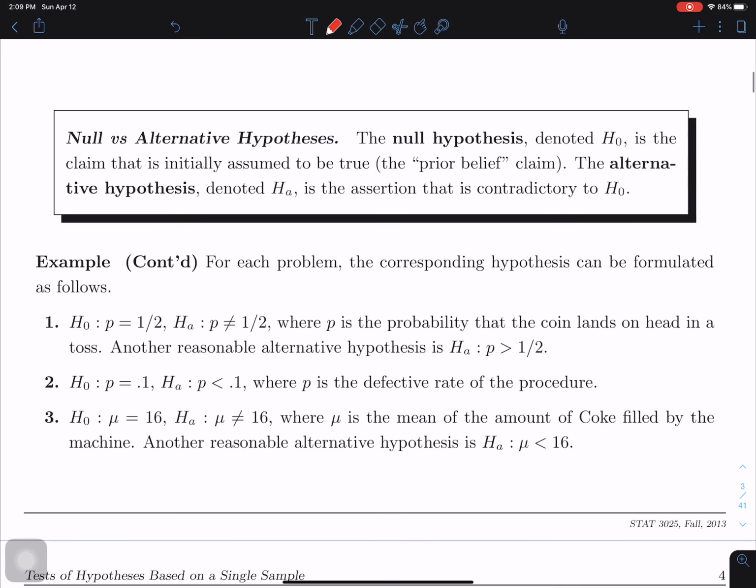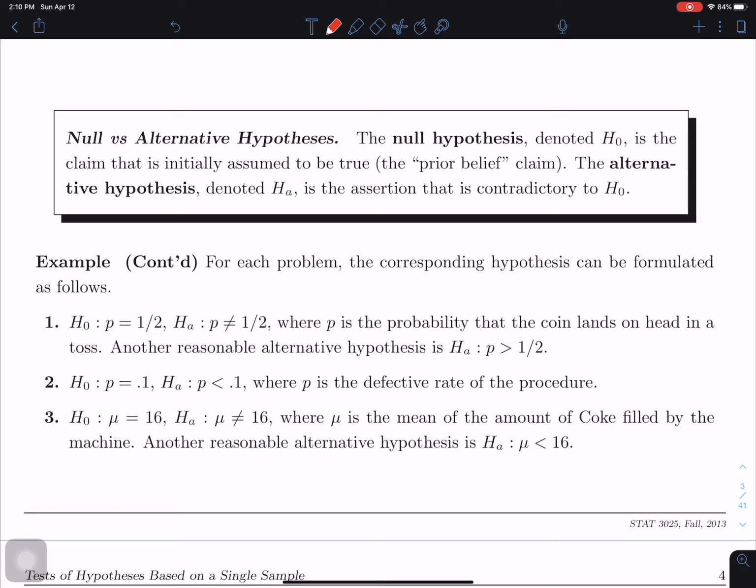So, for example, still we use the three examples at the beginning. For each problem, the corresponding hypothesis can be formulated as follows. So in the first example where we toss a coin, and we would like to decide if this coin is fair or not, then my null hypothesis is the coin is fair, which means the probability of landing on heads is 1/2. And the alternative hypothesis can be the coin is not fair, which will result in the alternative hypothesis that the probability of landing on heads is not 1/2.